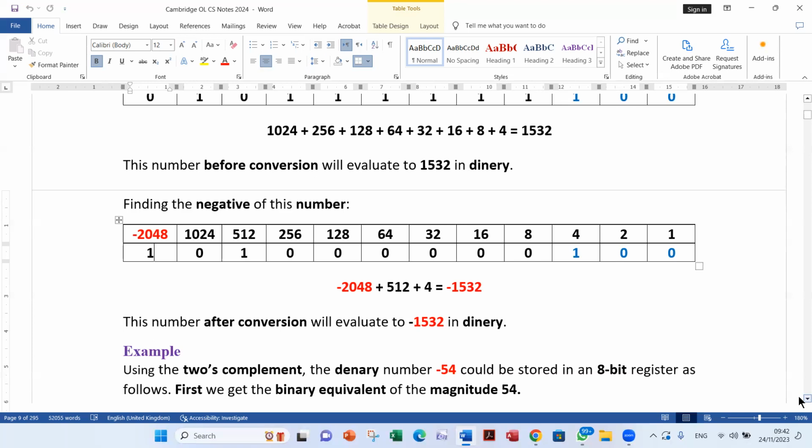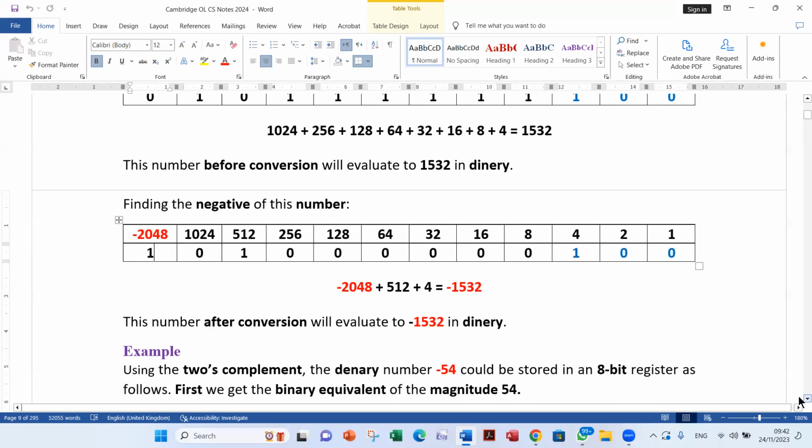That is, starting from the right, any zeros are copied the way they are until you find the first one, which is also copied the way it is, and then afterwards flip. And if you apply that method to the binary representation of positive 54, you will exactly get the representation of negative 54.